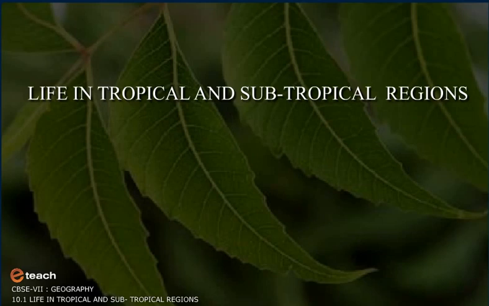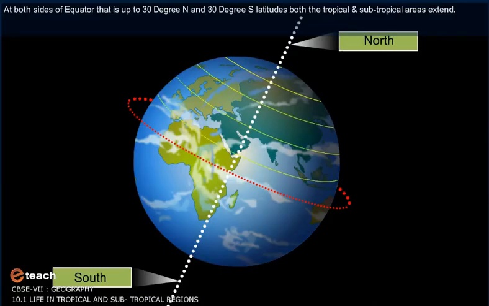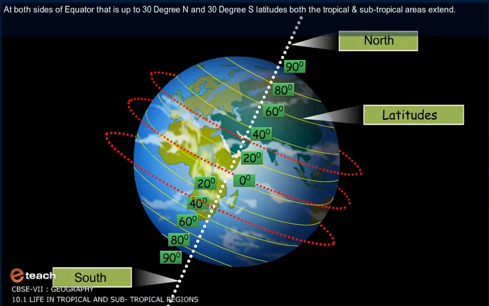Tropical and subtropical regions. Learning about life in tropical and subtropical regions. On both sides of the equator, that is up to 30° north and 30° south latitudes, both the tropical and subtropical areas extend.